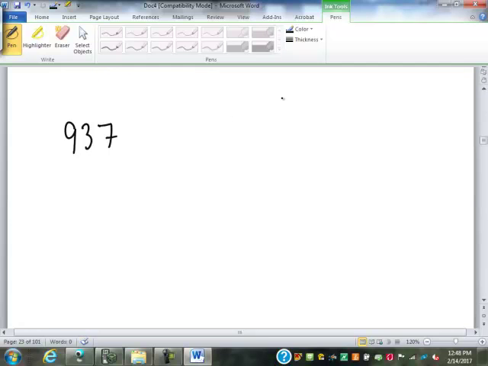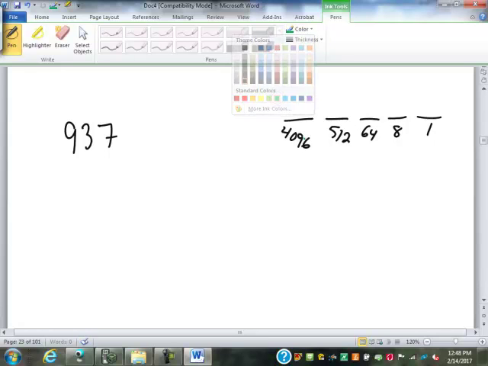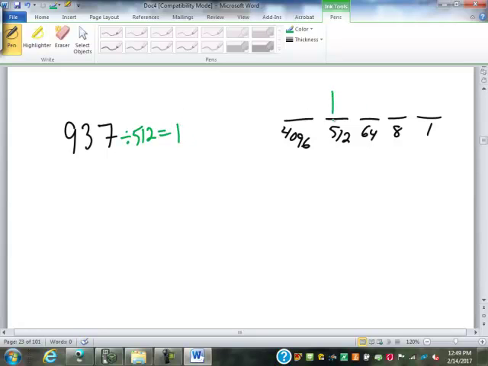Let's do 937. So I've got 1, 8, 64, 512, 4096. Can I get a 4096 out of there? Nope, too big. Can I get a 512 out? Yes. Looks like it's only going to go once, right? We subtract the 512. We got 425.